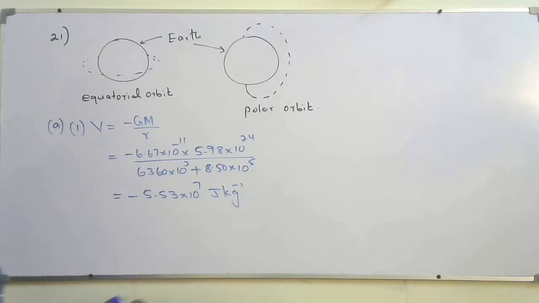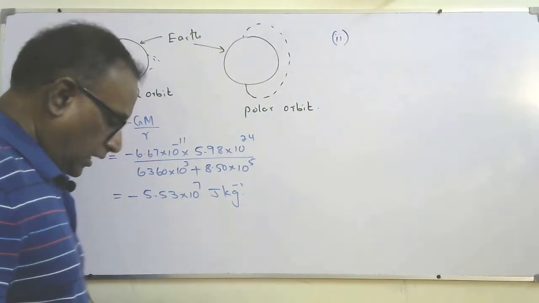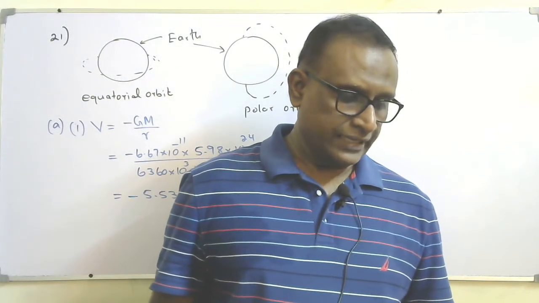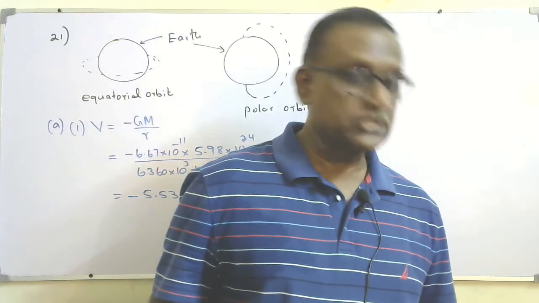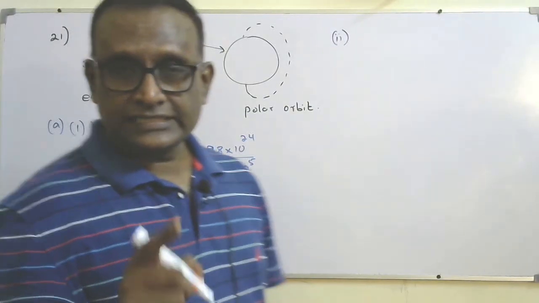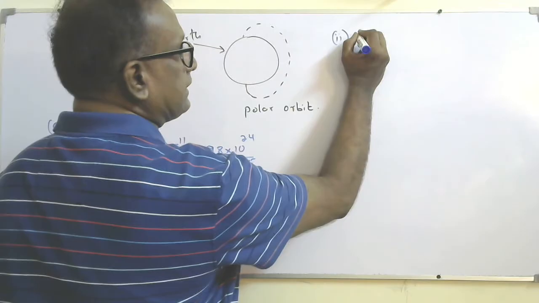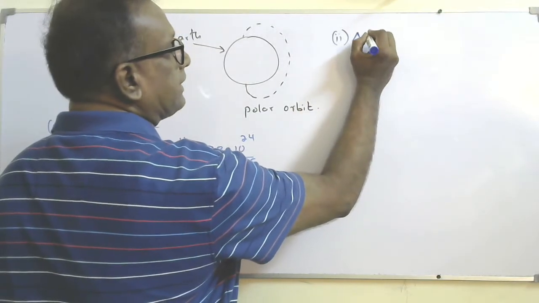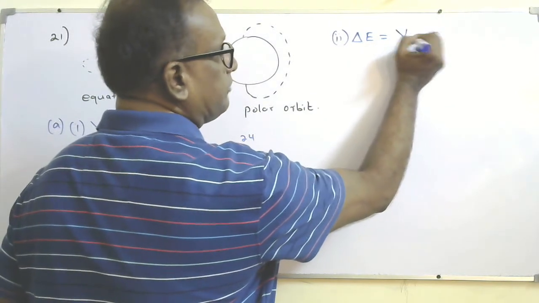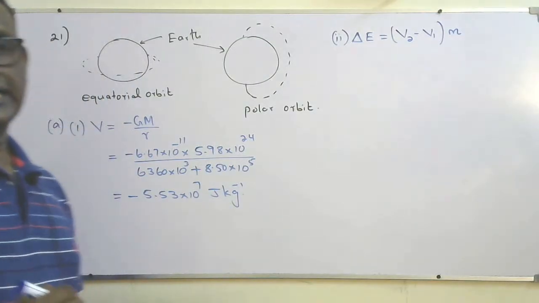Okay, second part, question number 21, A part, second part. Hence, calculate the increase in gravitational potential energy when the satellite is placed in orbit. So, potential energy is given by gravitational potential into mass. So, change in gravitational potential energy is equal to change in gravitational potential, V2 minus V1, into the mass of the satellite.